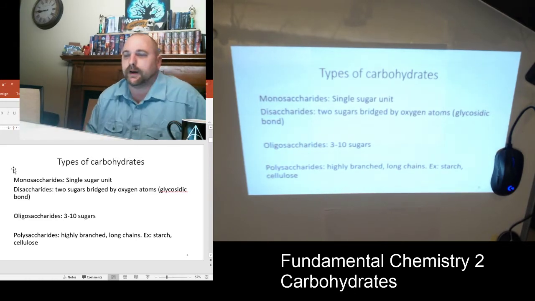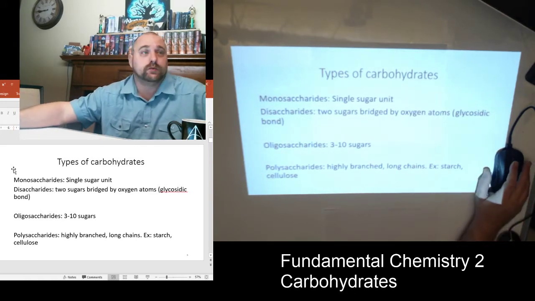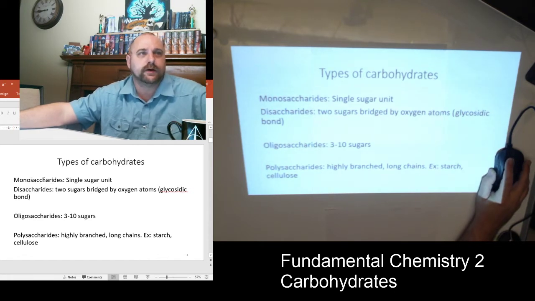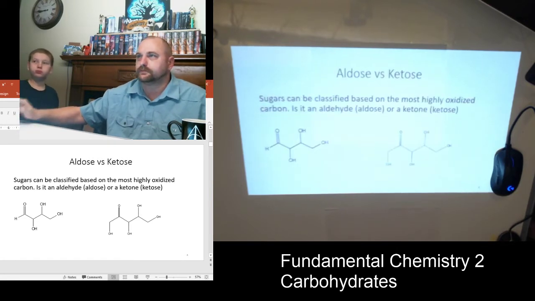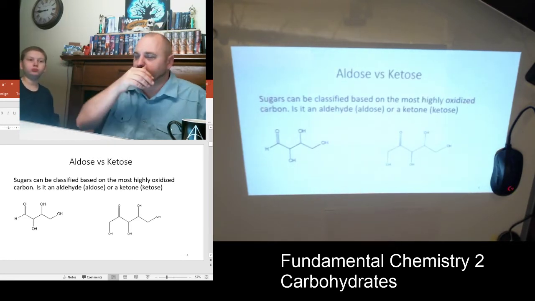Looking at this chapter, we've got monosaccharides. Saccharides means sugar, and mono means one. You guys should know that by now. Di being two of these, and then oligo being a few, so 3 to 10 is what we're looking at there. And when we get to polysaccharides, we'll be looking at highly branched ones, and that'll be more at the end.